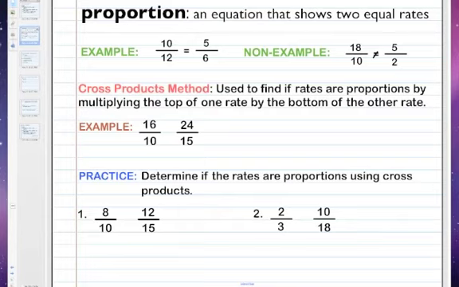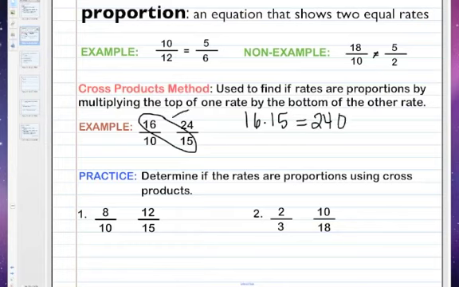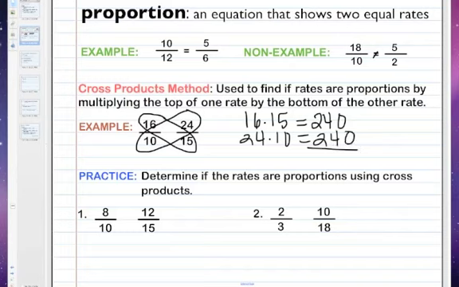There's a really simple way to find out if two rates are equal to each other, and it's called the cross products method. Here's how it works. You multiply the top of one rate by the bottom of another rate. So 16 times 15 is 240. And then you multiply the other top of the rate with the other bottom of a rate. And 24 times 10 is also 240. If the two products are equal to each other, then the two rates are equal to each other.